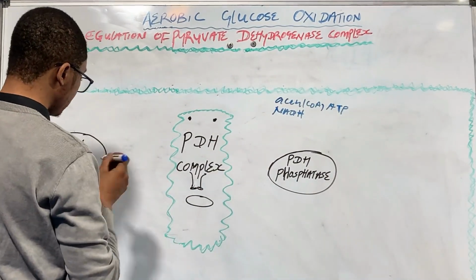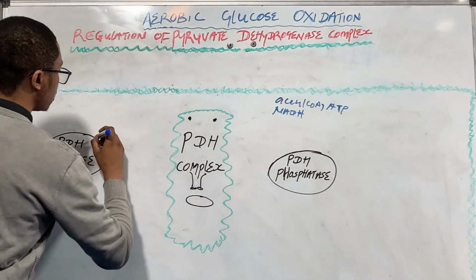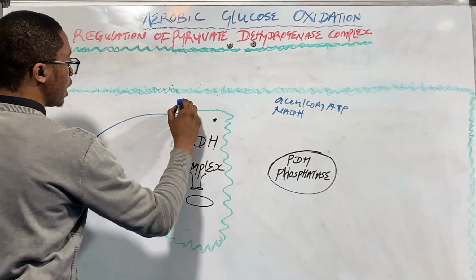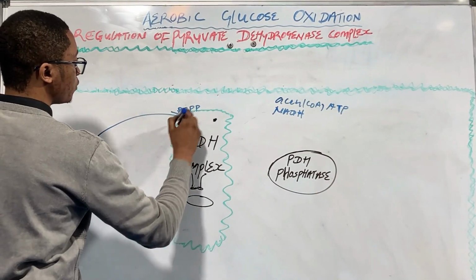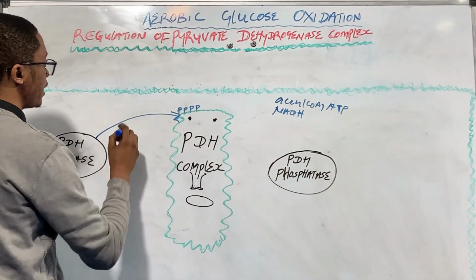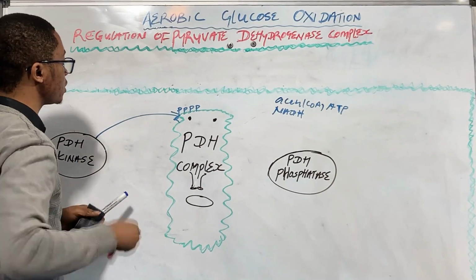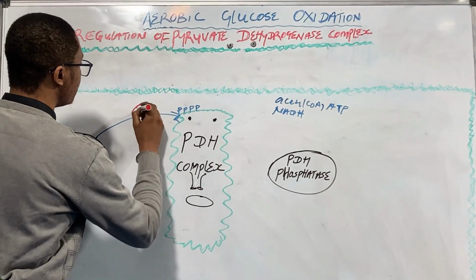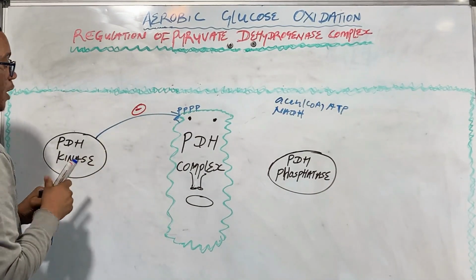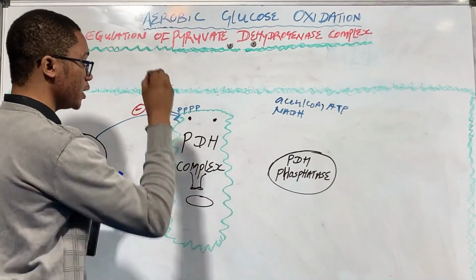So these end products stimulate this enzyme. What this enzyme does, as I said earlier, is phosphorylate, which means it adds phosphate groups onto the complex. By phosphorylating it, it inhibits it. The phosphorylated form of the pyruvate dehydrogenase complex is actually inactive.